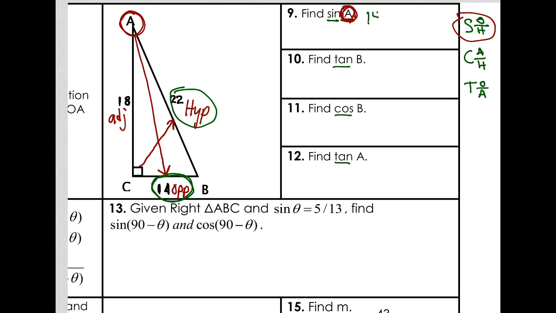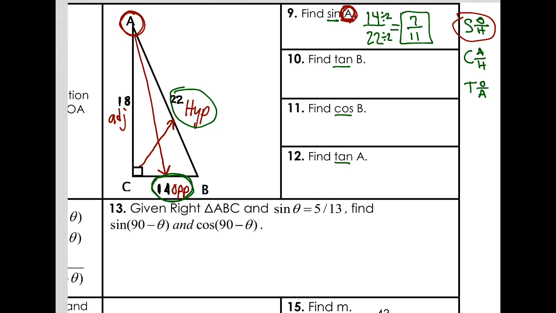So we have 14 over 22, which simplifies because they both can be divided by 2. Now remember, you don't have to simplify by hand. You could just put 14 over 22 in your calculator, and it'll simplify it for you if you're using the TI-36X. It'll simplify to 7 over 11, and that is our simplified version of the sine of A.